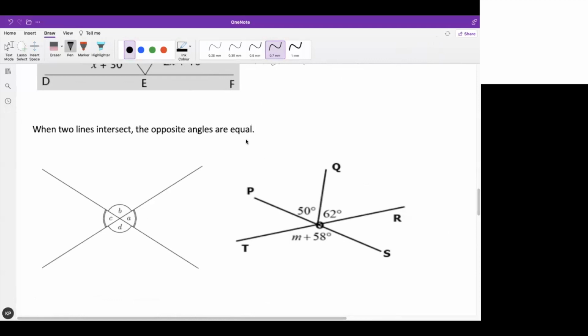Vertically opposite angles. And I see a lot of you already know the abbreviation: vert op angles.